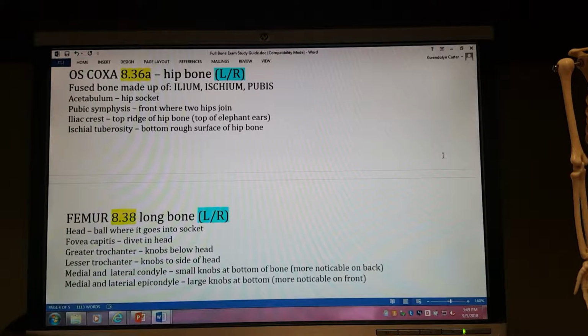So one way to remember that your os coxa is the hip bone, one student gave me this idea that you shake your os coxa, kind of like shaking your you-know-what. So your os coxa is made of 3 different bones. You will have to be able to label them on the exam.